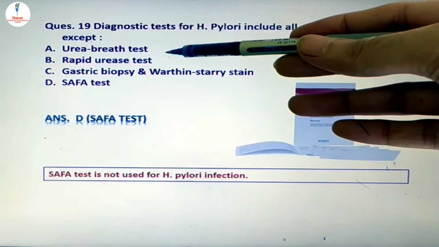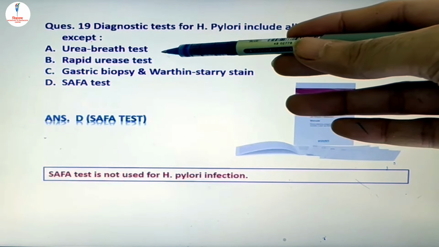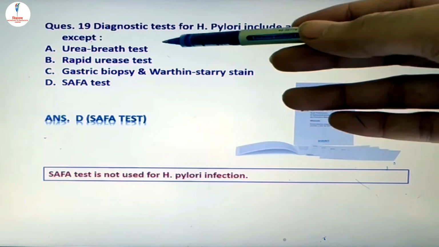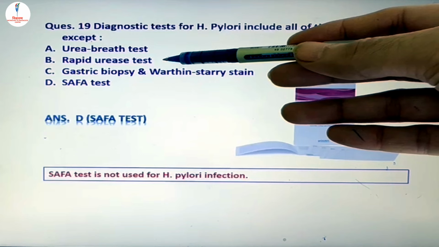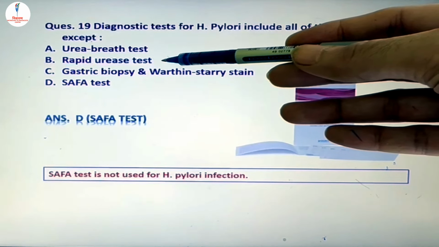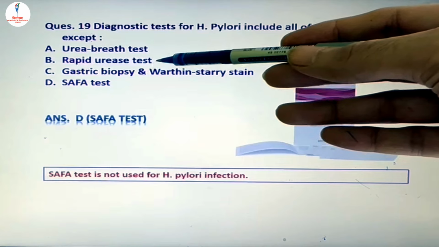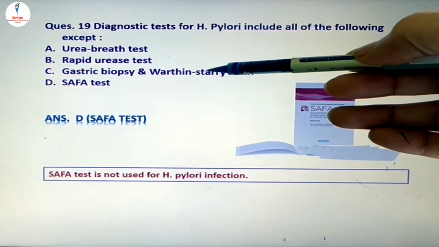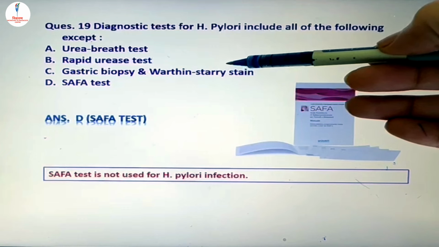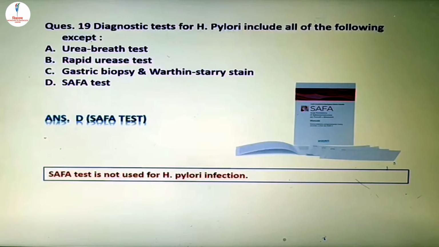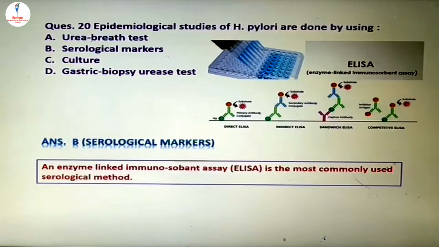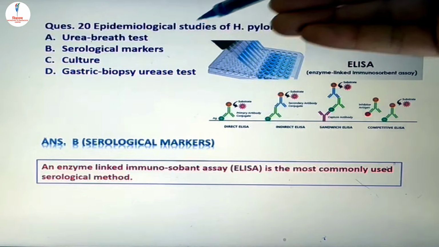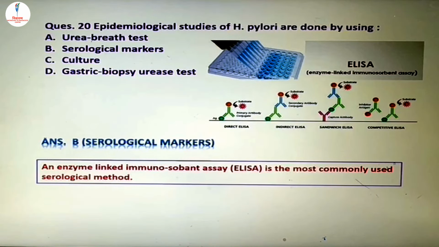Now, studying in detail, the urea breath test is done by the gastroenterologist at the OPD level. Rapid urease test is done by doing the endoscopy, taking out the juice of the stomach and then performing the urease test. And the last one is gastric biopsy, and of course the biopsy can be a gold standard test for H. pylori. Now, if the investigation of choice for epidemiological studies of H. pylori is asked, the answer will be serological markers, because in epidemiology we have to study a large number of population in a small span of time.